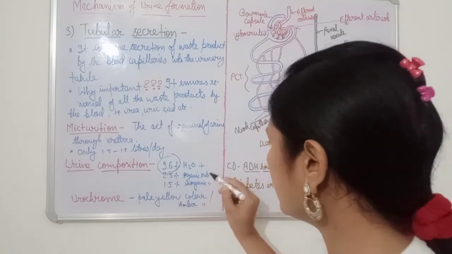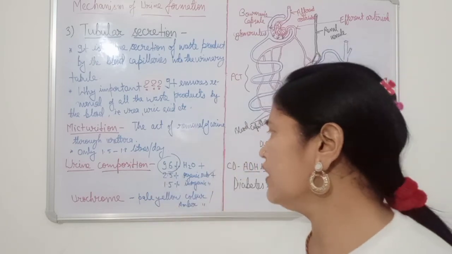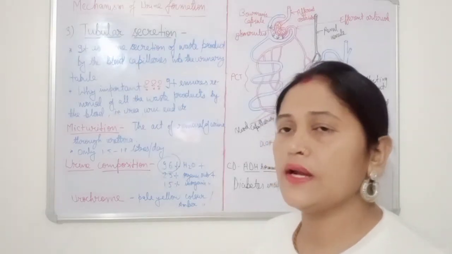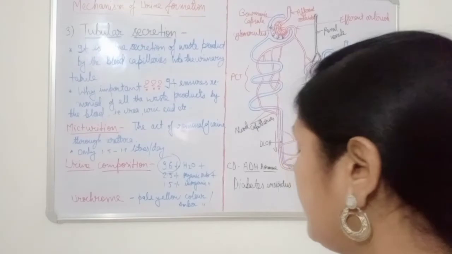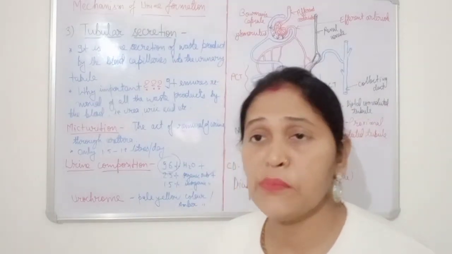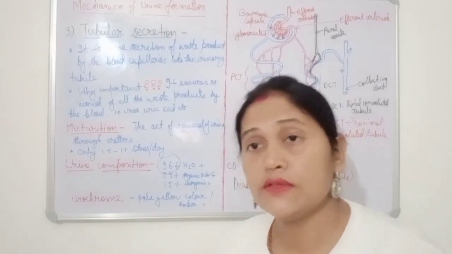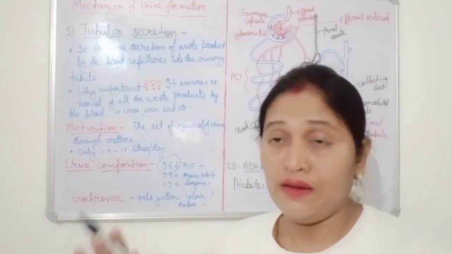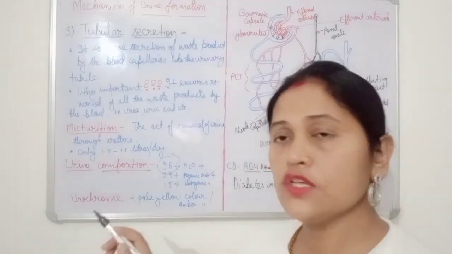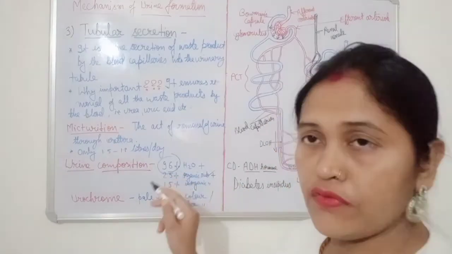In organic substances, what types of substances are there? Urea, uric acid, creatinine: these all are the organic substances. And in the case of inorganic substances, there are a lot of ions, like sodium chloride, potassium chloride. These inorganic substances are present in urine. So urine composition is very important for examination also.